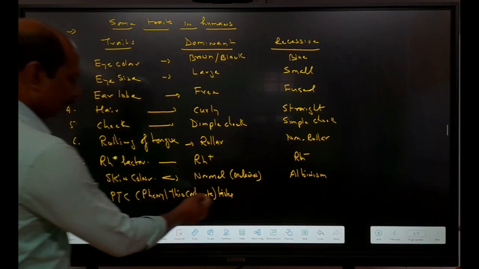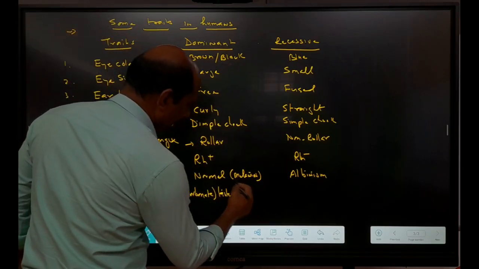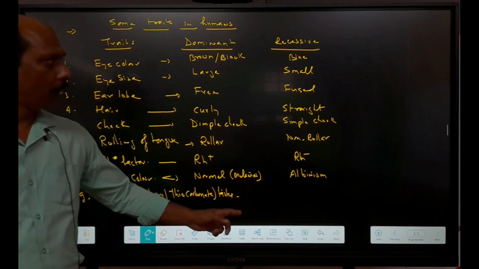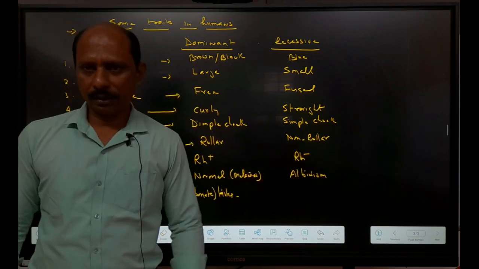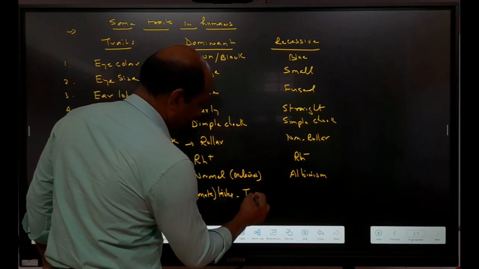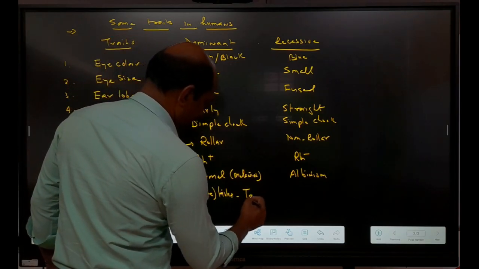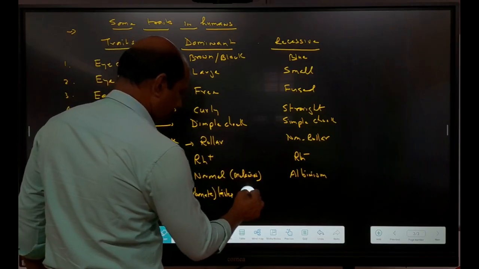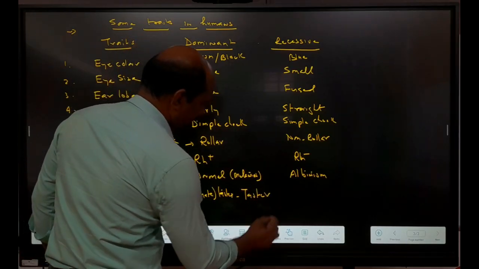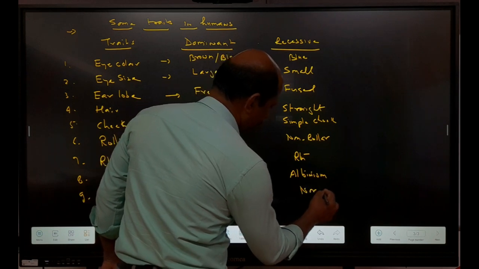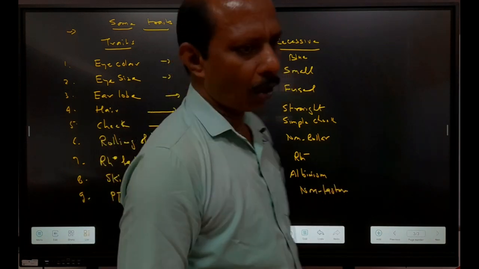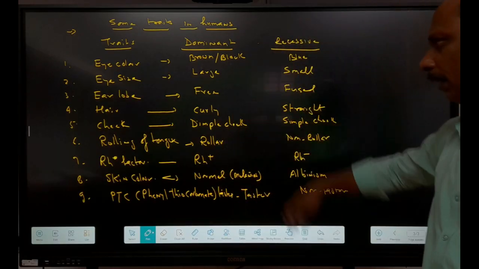And last, PTC taster. Who can taste this one? Taster is dominant over non-tasters, right? We can say taster is dominant over non-tasters. So these are some dominant or recessive traits present in human beings, right?